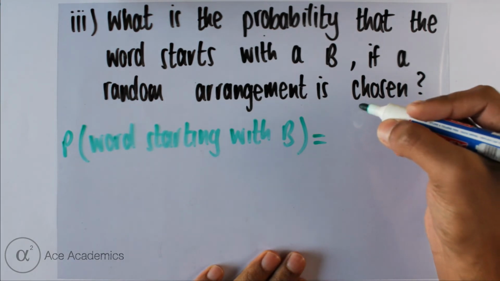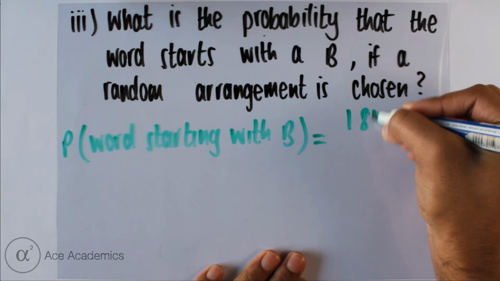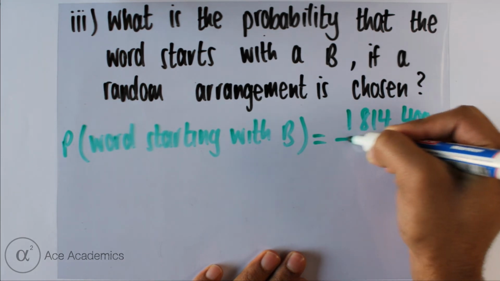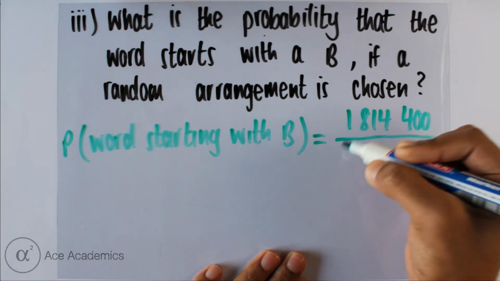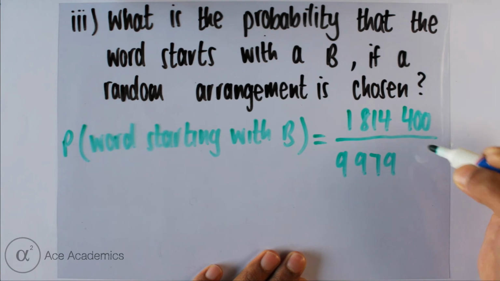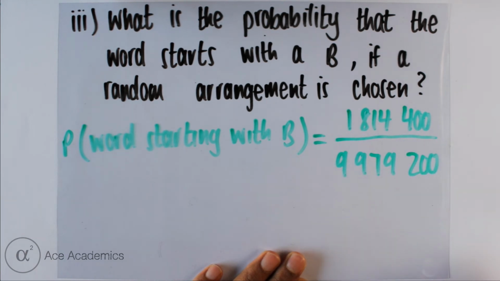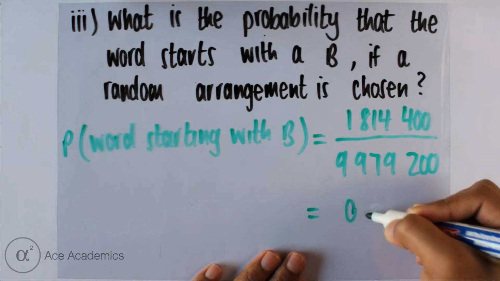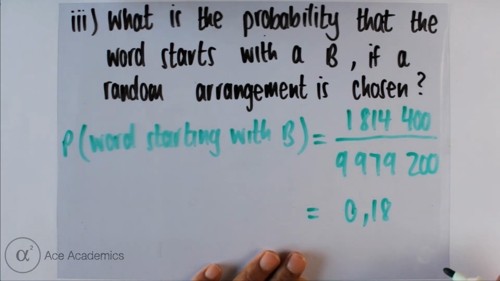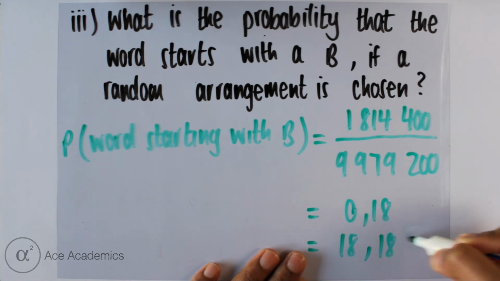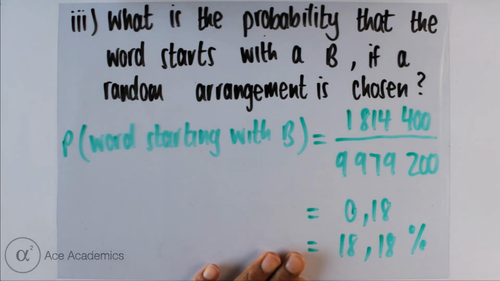And that is 1,814,400 divided by 9,979,200. And that simplifies to 0.18 or 18.18%.